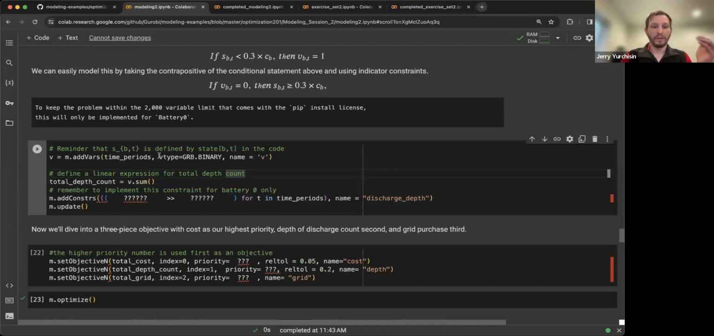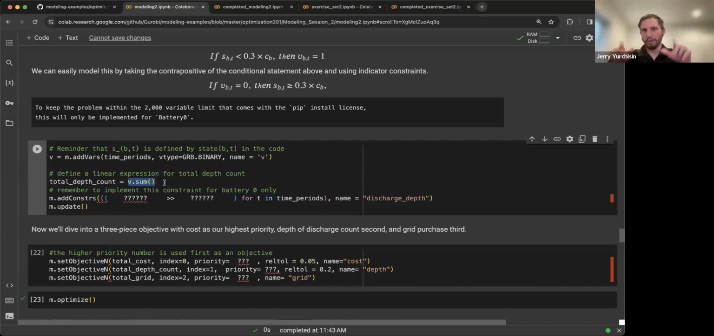So let's define our variable V. I'm going to define a linear expression for the total depth count. You don't really need to do this, but I've started to get into this habit. I think it's kind of nice, particularly when it's more characters to type out than the actual summation. But here's the first thing that I want you to work on. I'll give you a minute to do that: let's implement this constraint again for battery 0 only.